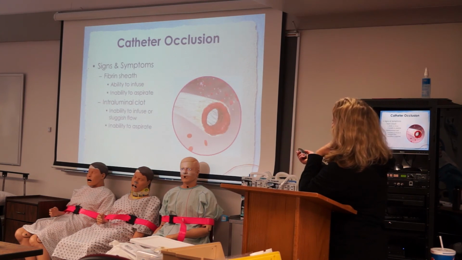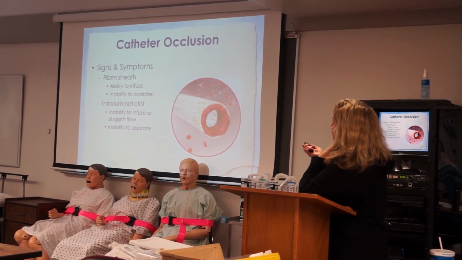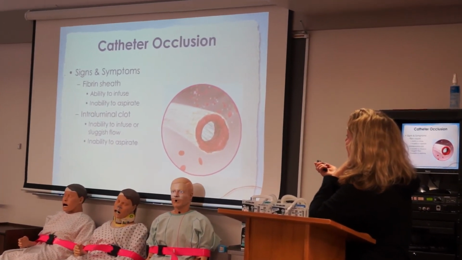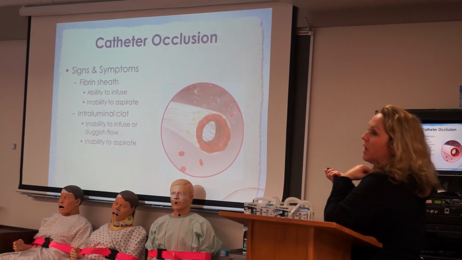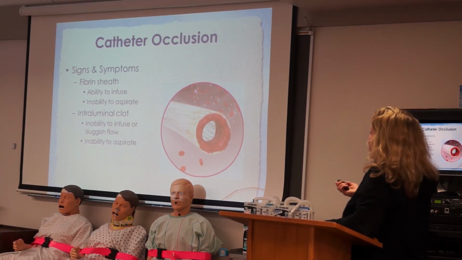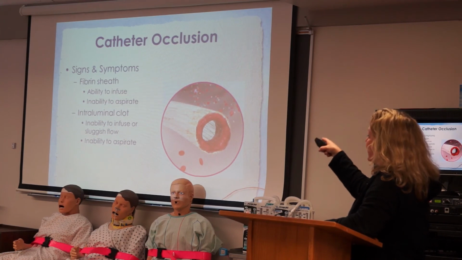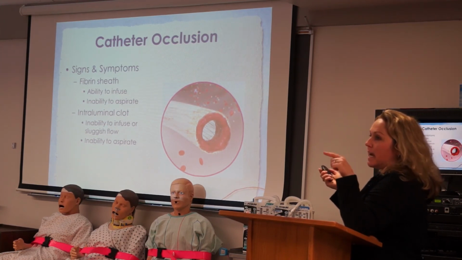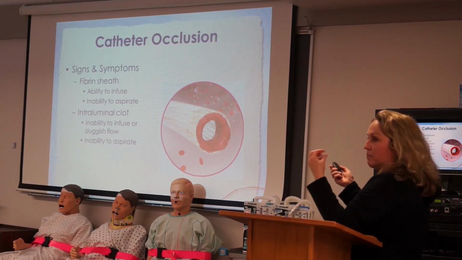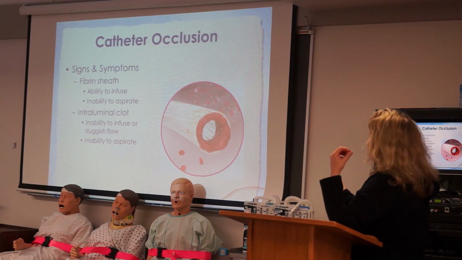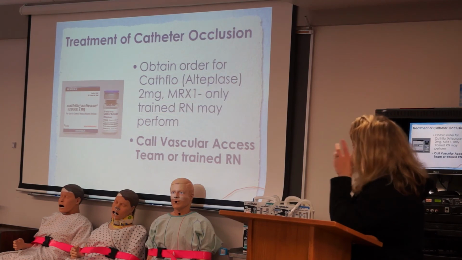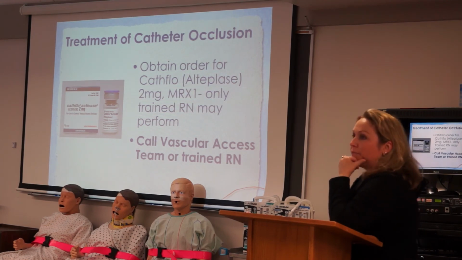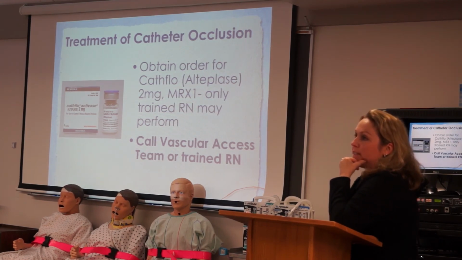Signs and symptoms of occlusion: fibrin sheath, you can't infuse it, can't aspirate, or it's difficult to infuse. Intraluminal clot, inability to infuse, or you have sluggish flow, or you can't aspirate again. So you've got a clot that's built up inside of the actual, not on the outside or the tip, but actually inside. The blood has gotten up inside of the tip of that catheter. So what do you do? You have to get an order for some medication called Alteplase or Cathflow, and let it dwell inside the line, and that breaks up the blood clot.